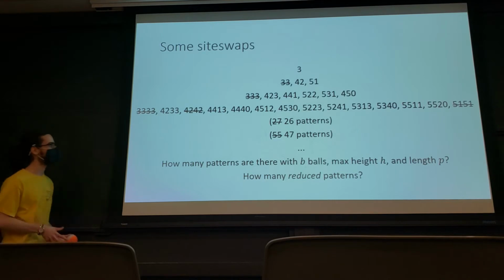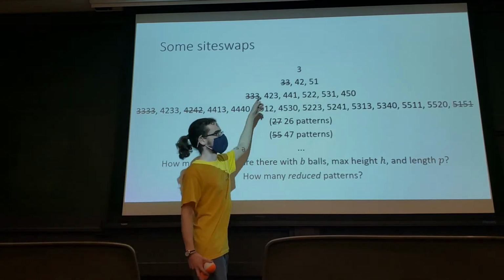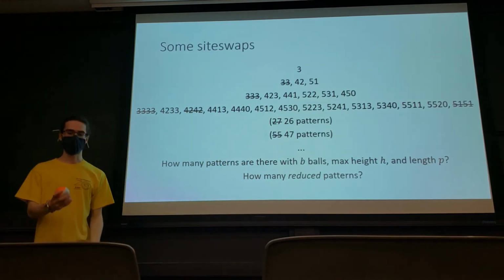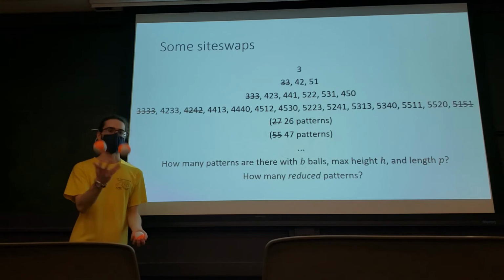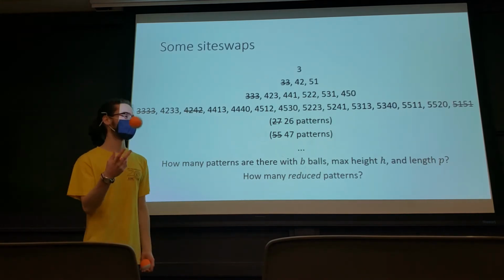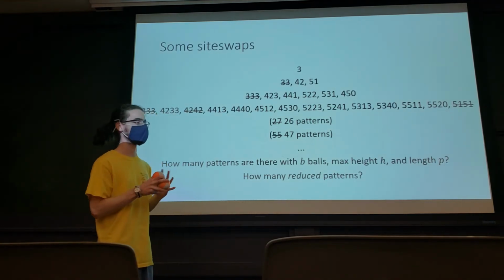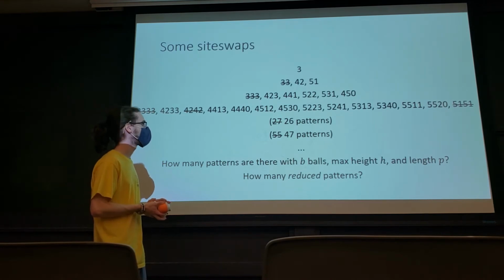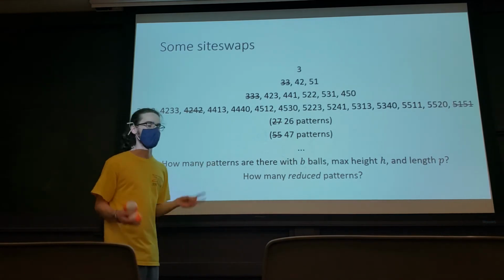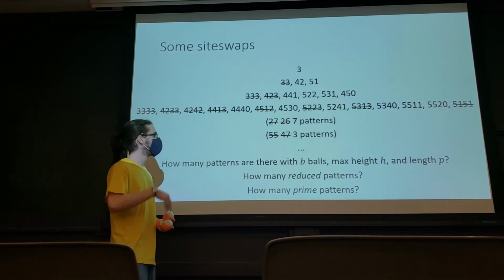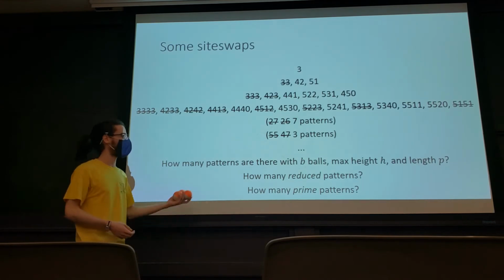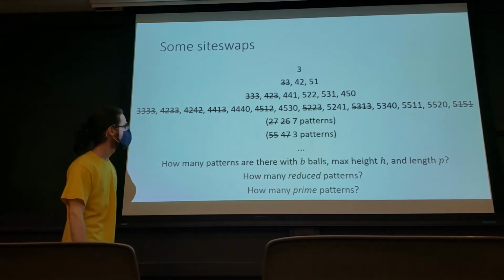But we still have some problems. Some of these patterns like 4 2 3 are really just doing 2 patterns, right? You're doing 4 2, then you do a 3, and then you're doing 4 2 and a 3 again. So it's composed of smaller patterns, and some of these patterns are so-called prime patterns, which can't be decomposed this way. I've crossed out all the composite patterns, and so another question is: how many prime patterns are there?